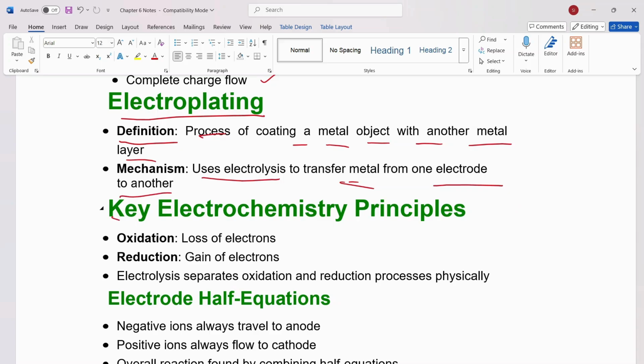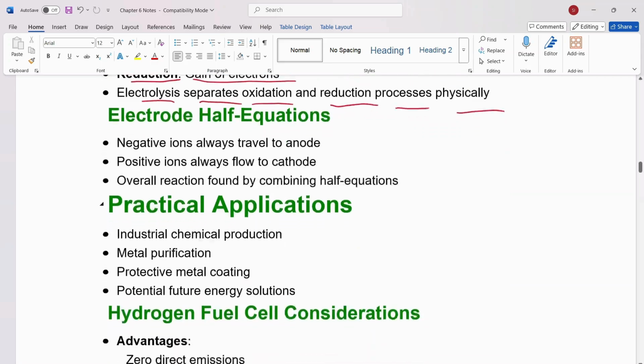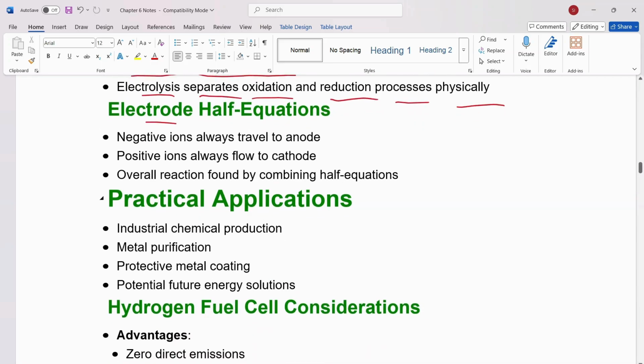Now let's talk about key electrochemistry principles. Oxidation is loss of electrons. Reduction means gain of electrons. Electrolysis separates oxidation and reduction processes physically. Now, let's talk about electrode half equations. Negative ions always travel to the anode. Positive ions always flow to the cathode. The overall reaction is found by combining half equations.